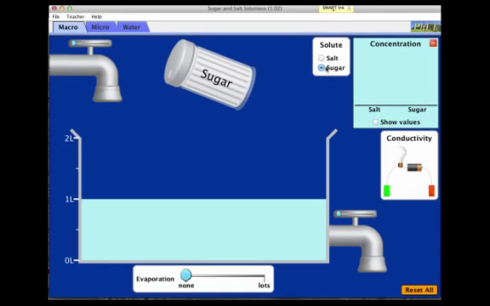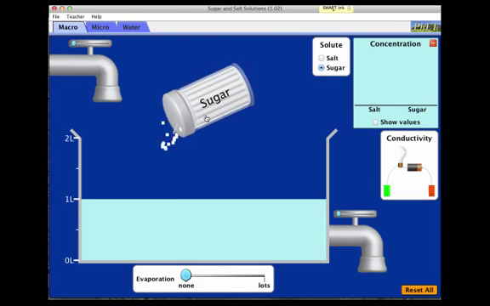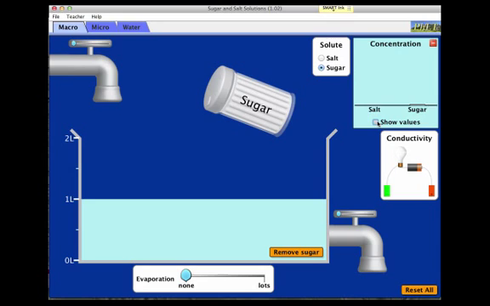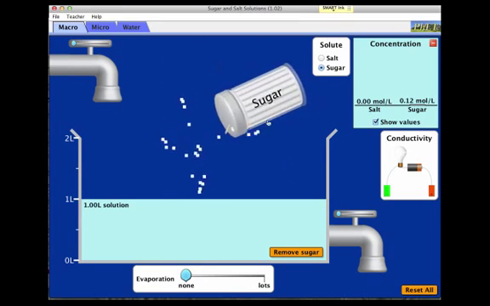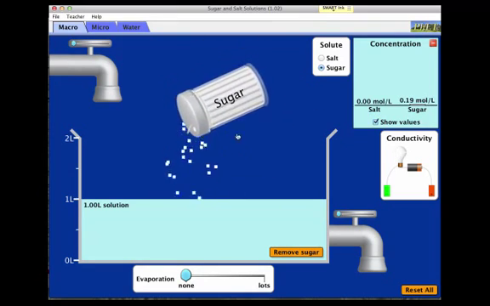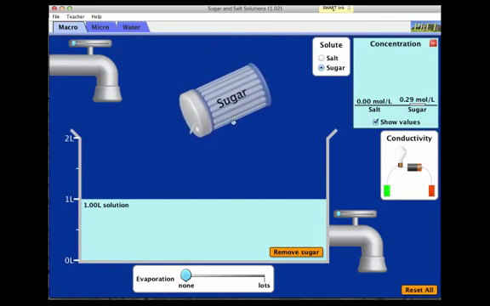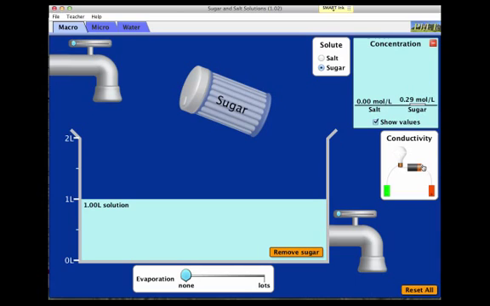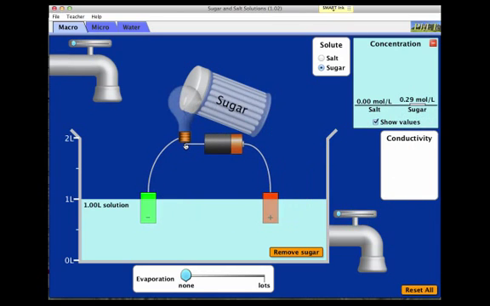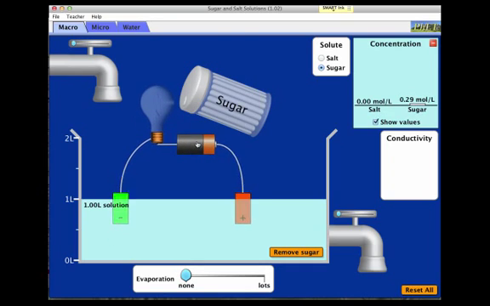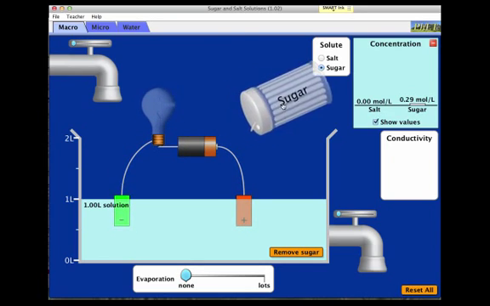Okay, this time let's add sugar. Here's my sugar shaker. So we're going to pour some sugar in, and I want to see my value. Let's look at that concentration. So I have 0.1 molar. Let's get a lot of sugar in there. Oh, that's all the sugar I have, 0.29 molar. All right, not the same amount as salt. My light bulb, though, is not lighting up.